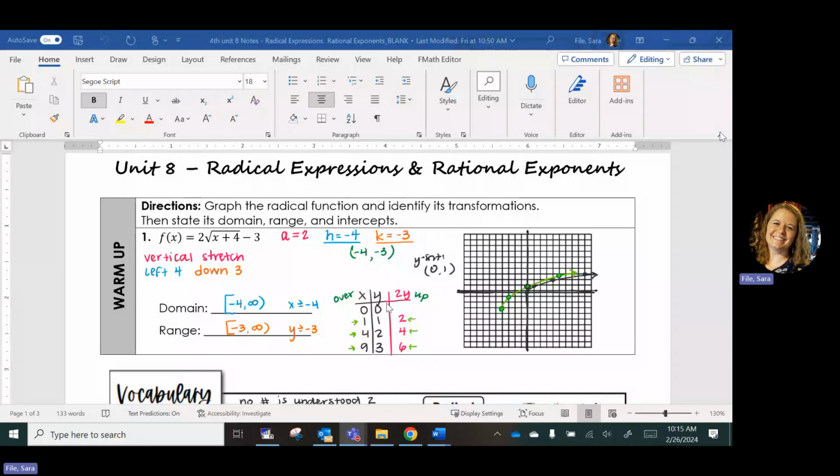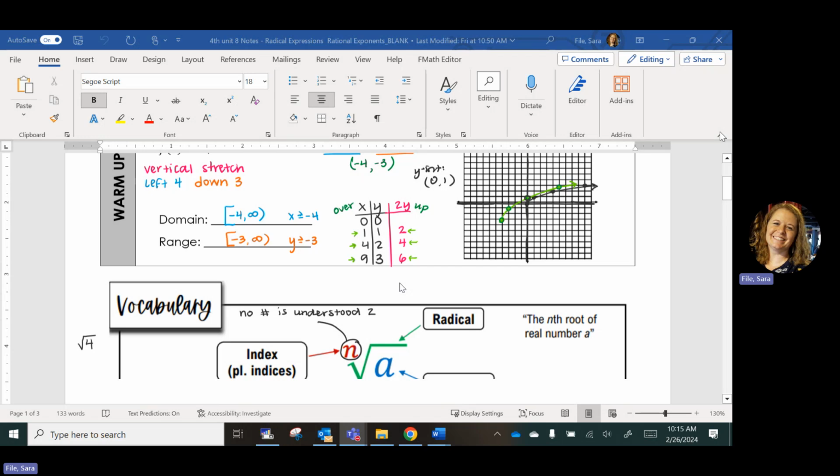The warm-up here was going over the notes that we took last Thursday on square root functions. So we did that warm-up, went over it, and then y'all did the formative assessment over this, okay? And you got to look at your results on that formative. Then we started these notes.